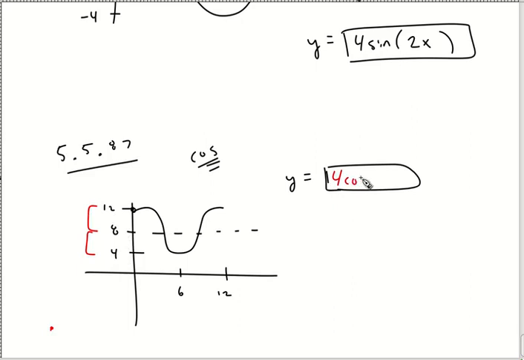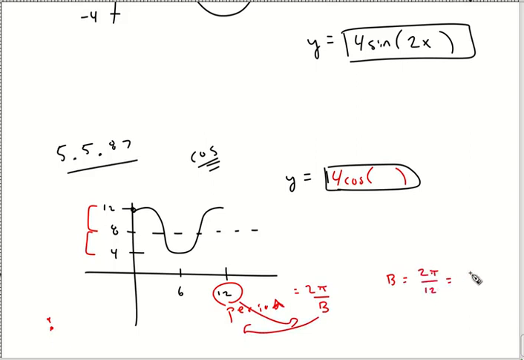I'm definitely using a cosine. And then I need to put some stuff on the inside, like a b and all that kind of stuff. Okay, well, if you look here, this is your period, right? And that is equal to 2 pi over b. So if I multiply by b, divide by the 12, I get b is equal to 2 pi over 12. Cancel a little bit, simplify. Pi over 6 is your answer. And so that's pi over 6 right here. And then you put in x. Very good. And there it is.